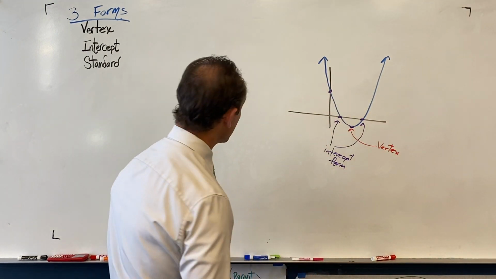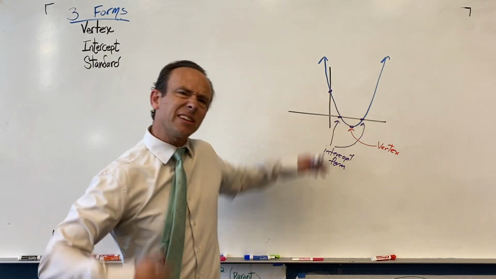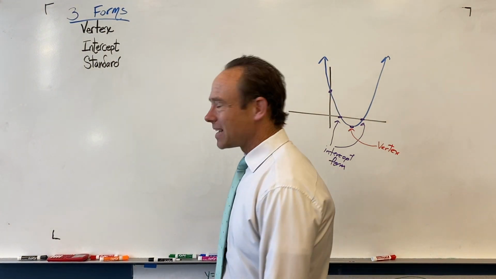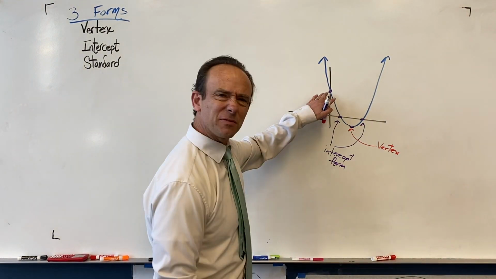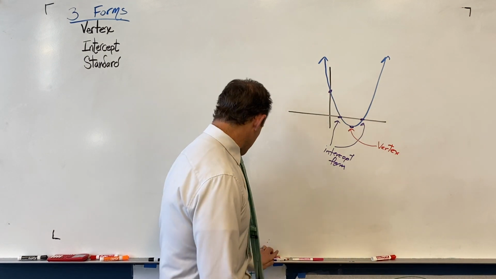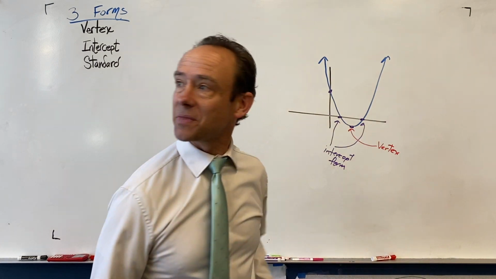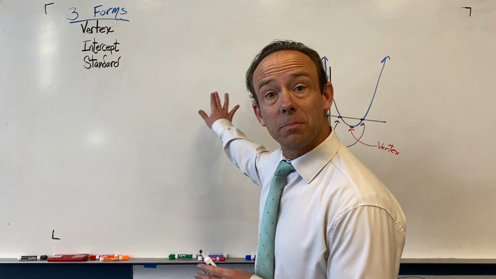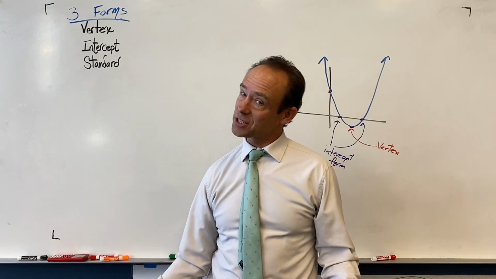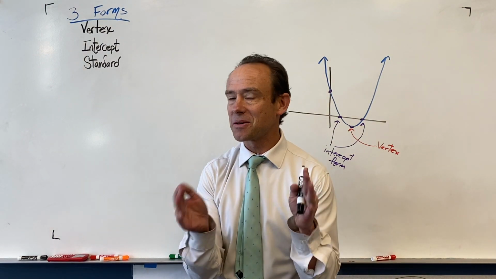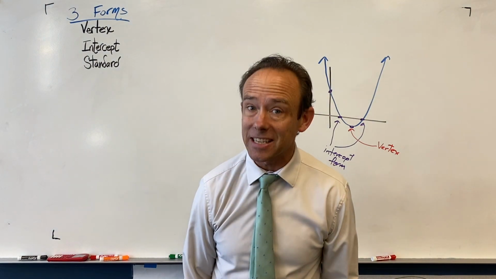That's the vertex. And then this is the y-intercept, which is given by standard form. But the y-intercept is pretty easy to find no matter what, so we'll save that one to last. But let's start with vertex form. Let me write up a few equations, and let's practice finding the vertex using mathematical structure.